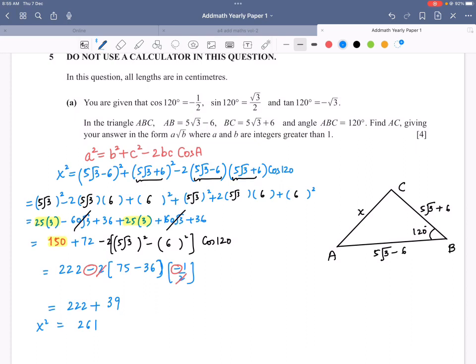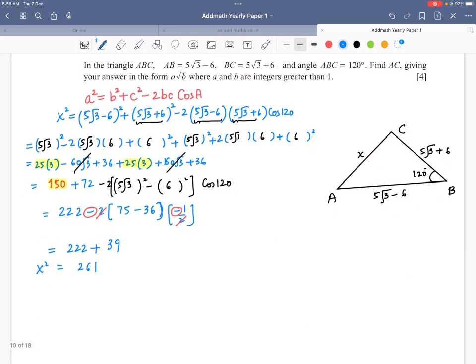Alright, 261 equals x square. We need to apply root on both sides, so root and root. So x is equal to under root of 261. Now we need to simplify 261 as well.